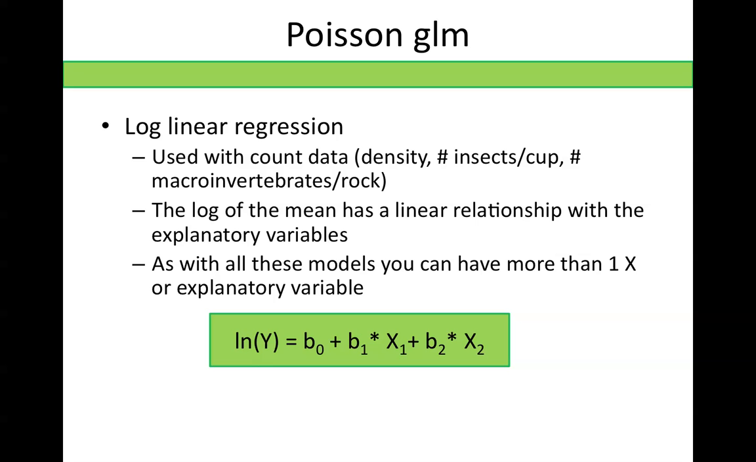One useful type of regression that comes up quite often in ecology and environmental science is Poisson regression, and it's log linear regression. So now the natural log of y is equal to the linear equation beta 0 plus beta 1 times x plus beta 2, the second regression coefficient, times x. And this is often used in count data, density, insects, macroinvertebrates, and all the response variables have to be integers, not 1.5 or 2.5. They have to be a full integer: 0, 1, 2, 3, 4.